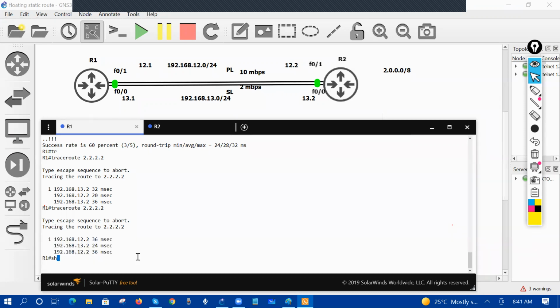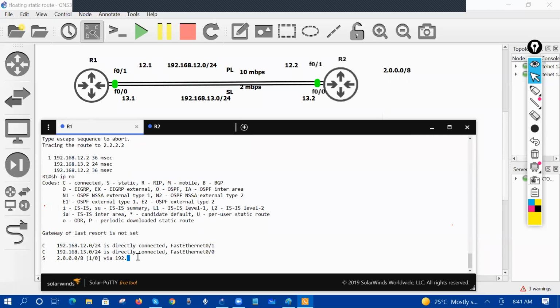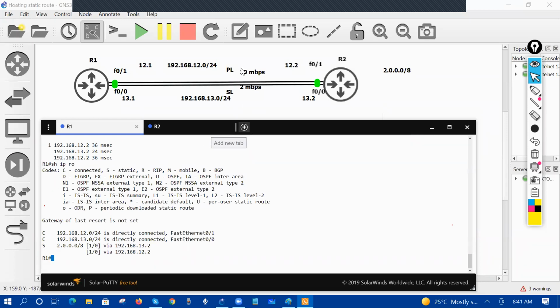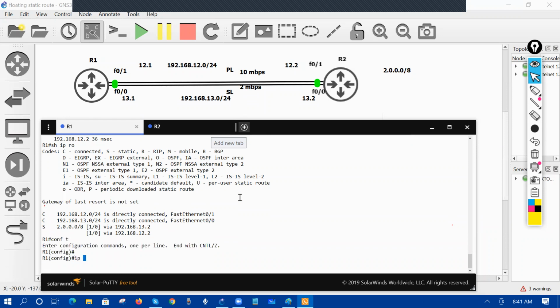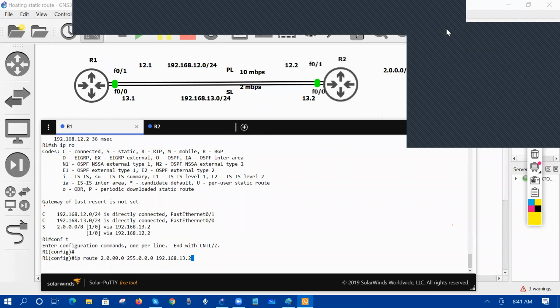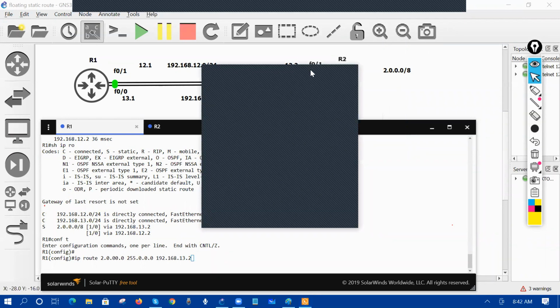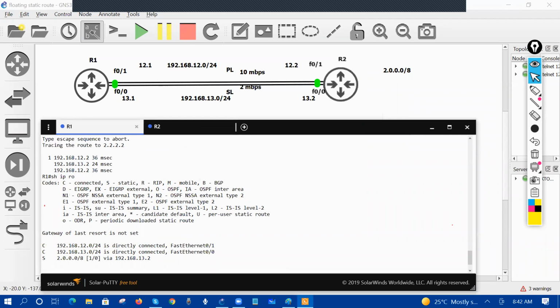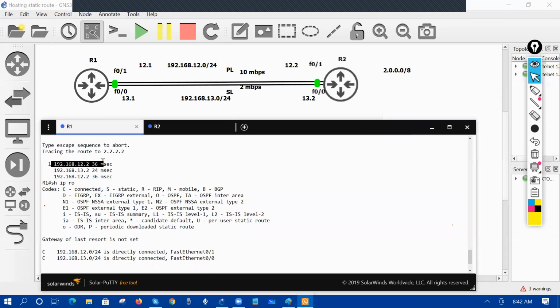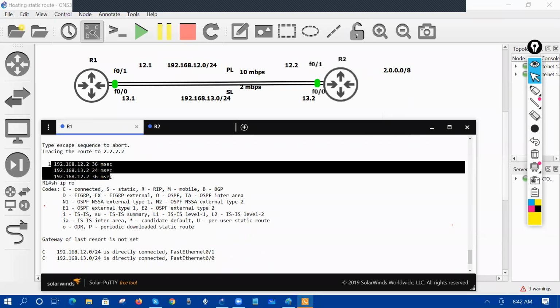What I want right now, both routes are present in my routing table, right? I always want the packets to go by the primary link, not from the secondary link, right? What I can configure over there is ip route 2.0.0.0 with next hop 12.2 and 20.2. Both the links you can see, 12.2 and 20.2.